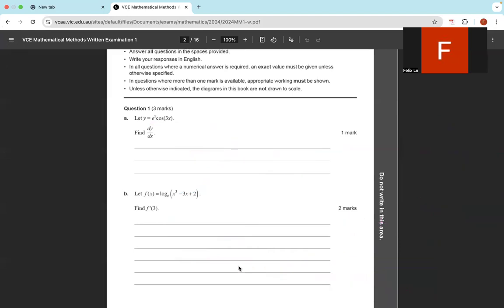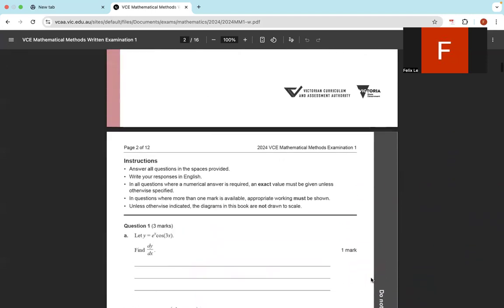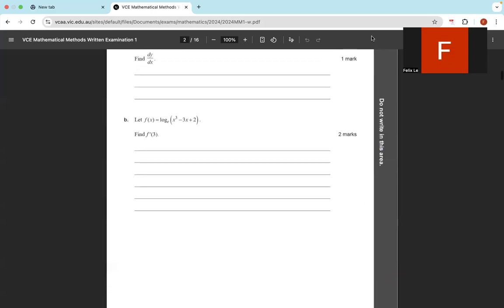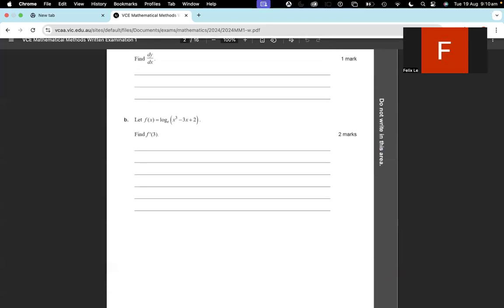And that's how you solve question 1 of the 2024 exam 1. Hopefully that makes sense.